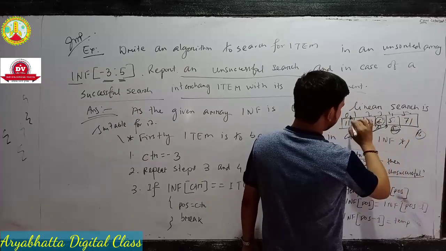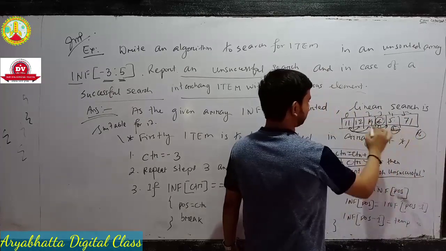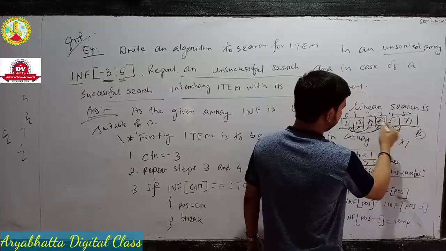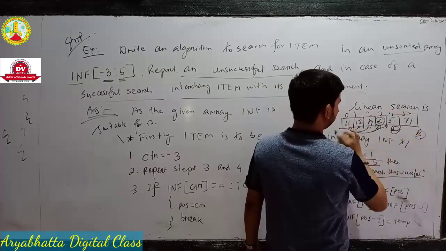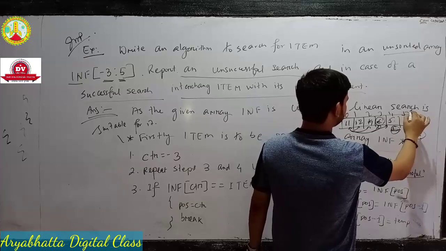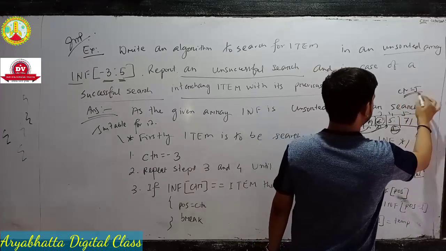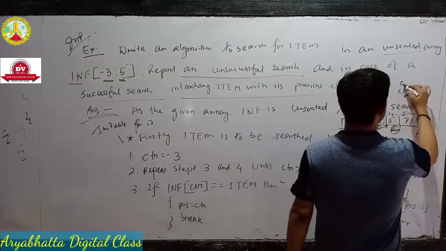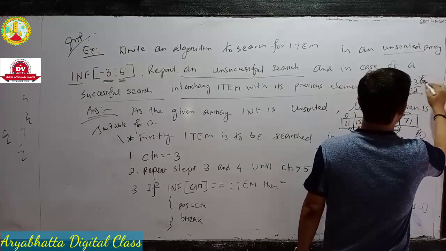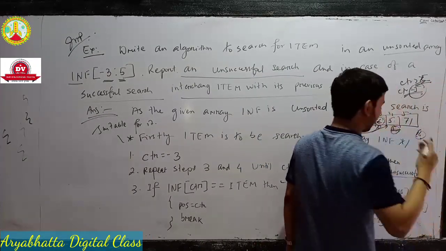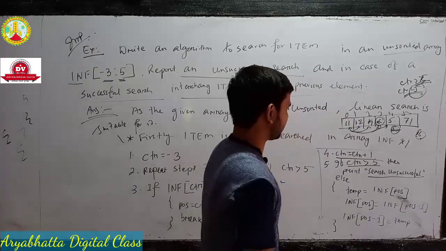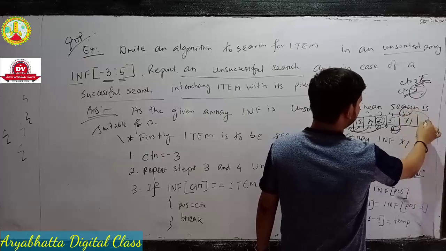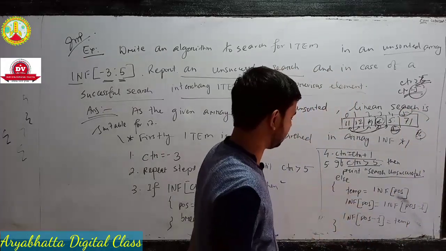Greater than 5 means you have to compare with all the elements. 16 with 11, no. 16 with 12, no. 16 with 19, no. 6, no. 5, no. 71, no. Your CTR is up to 5, we will not find the required item. And if CTR is greater than 5, what does it mean? Just think logically, it is not possible to go outside the array, right? That's why it is unsuccessful.